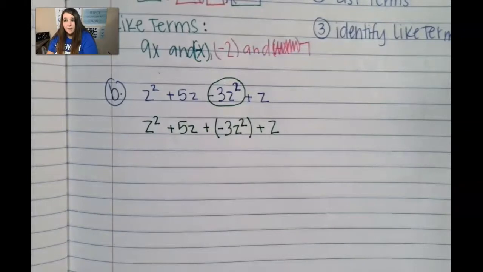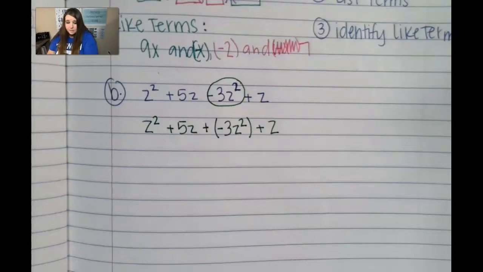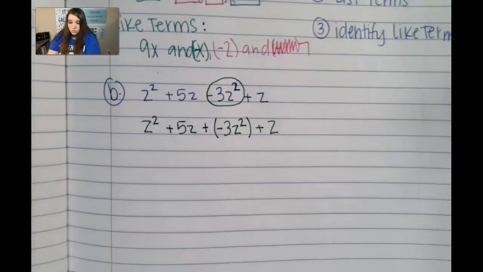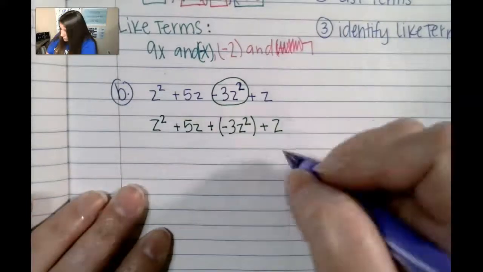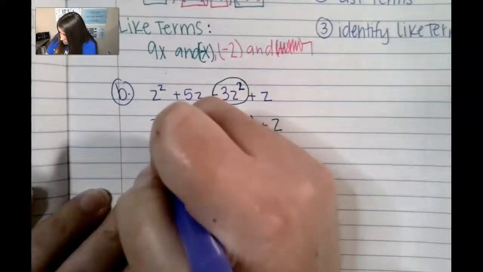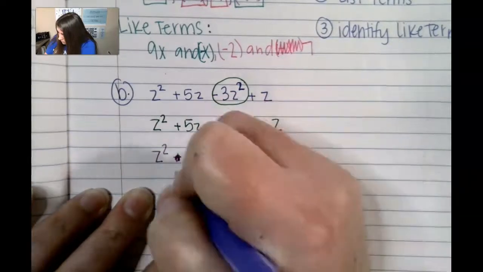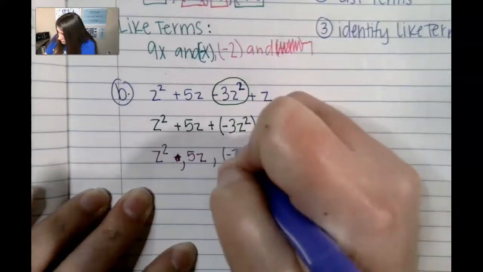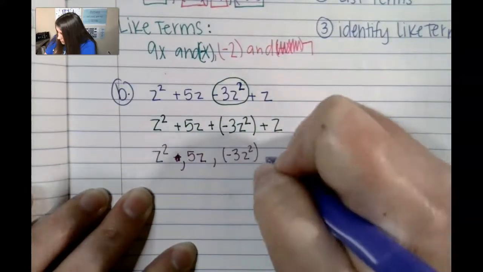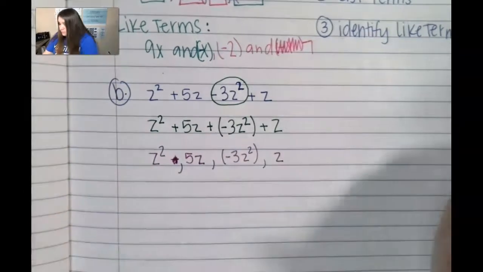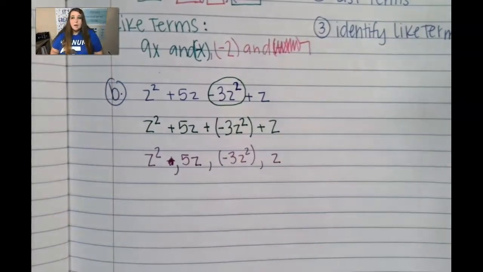Okay. Now we need to list out the terms. So the terms that are in this list, the things that we're working with in order to make this math sentence, are z squared plus 5z, -3z squared, and we also have a z. Okay, now we're going to put together the things that are the same. Identify our like terms.